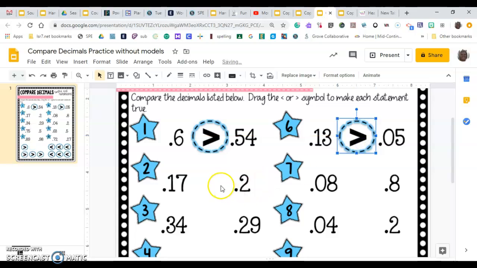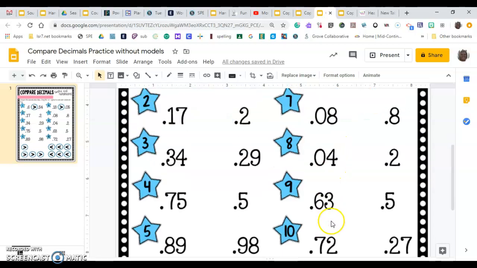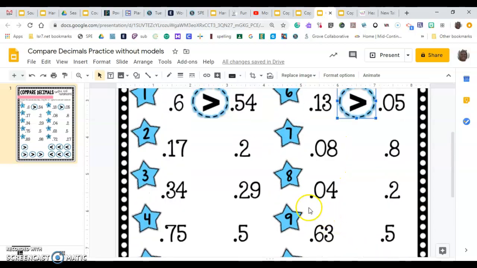Today in your practice, you will do the rest on this page: 2, 3, 4, 5, and then 7, 8, 9, and 10. Good luck today.